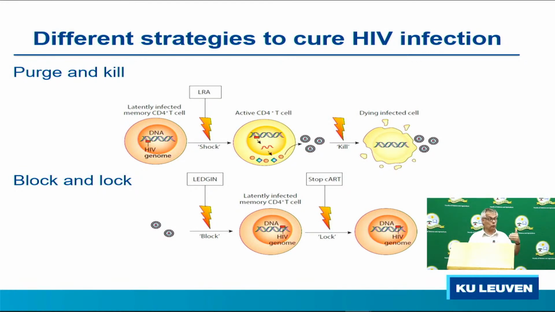I will show you during the rest of the presentation that the legends, remember what I told you in the introduction, can be used for a block and lock strategy. And so the idea there is the opposite of the purge and kill. If we find a way to put the virus permanently in a deep sleep, so that it does not get activated, even if we take away the compound, take away the drug, then we should not bother. Then maybe there is some virus somewhere, but it's not active, it's no problem.